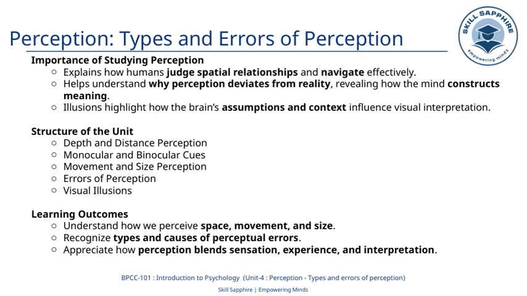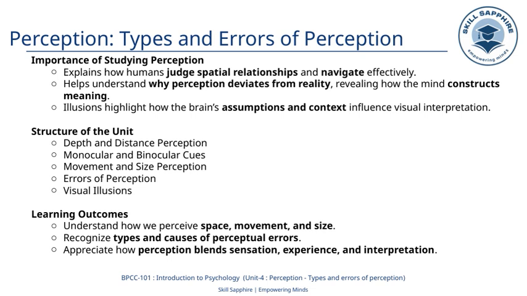First, we'll look at depth and distance perception, which helps us judge how far objects are. We'll also explore monocular and binocular cues, which are essential for perceiving depth using one eye or both eyes. Then, we'll discuss how we perceive movement and size, which are vital for understanding motion and scale in our environment. We'll also examine errors of perception, those moments when our perception doesn't match reality. And finally, we'll delve into visual illusions that reveal the tricks our brain can play on us.